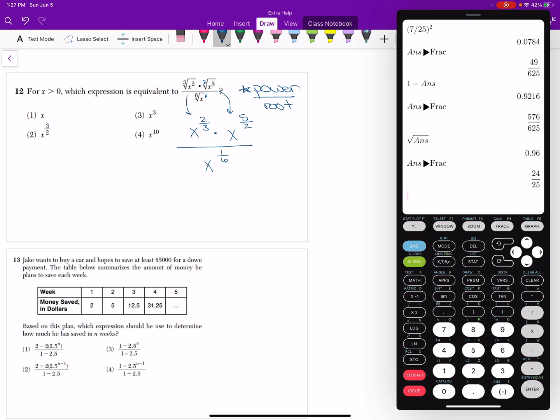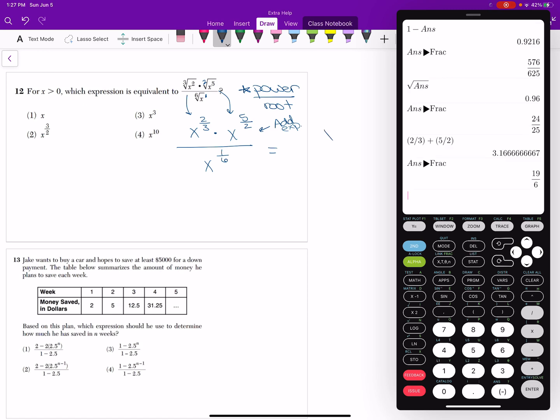From there, on top, they are being multiplied. So we add the exponents. Do it right on your calculator. 2/3 plus 5/2.